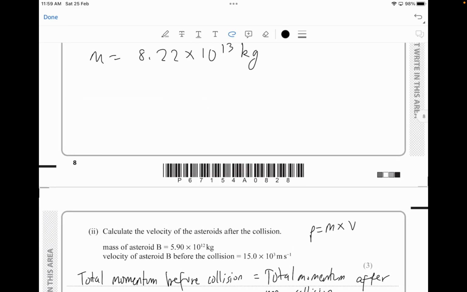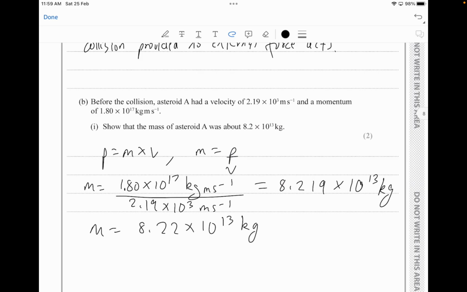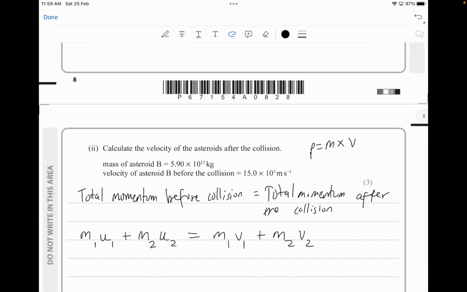So mass 1 in this case is going to be the mass of the asteroid, which we know is about 8.22 times 10 raised to the power 13. Before the collision, asteroid A had that much velocity and a momentum of about that before it collided. So calculate the velocity of the asteroids after the collision. The velocity of asteroid B before the collision was that. So indirectly, we're just going to find out what is the momentum before and the momentum after.